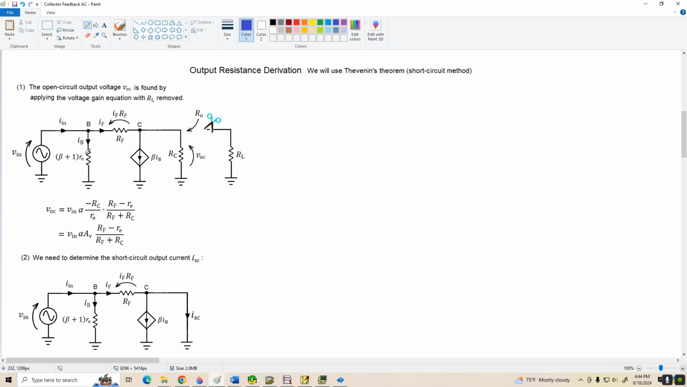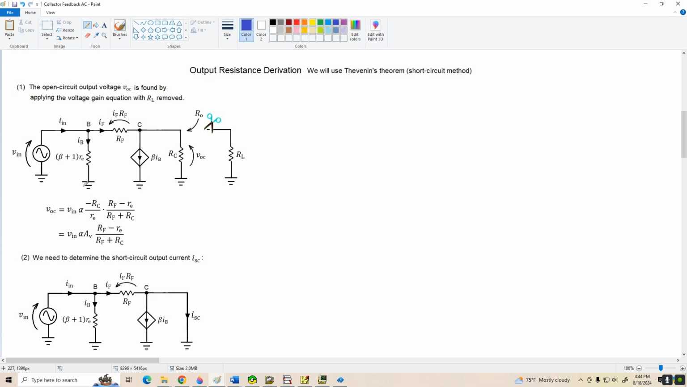All right, first thing to do is remove the load resistor and determine the open circuit output voltage V sub OC. That's pretty easy to do here. It's just going to equal Vin times the voltage gain, and we previously derived the voltage gain. So we've got two different versions of it here. We can use whichever one is more convenient.